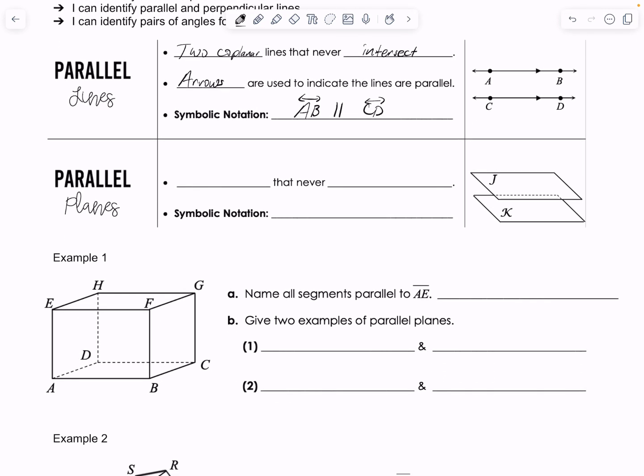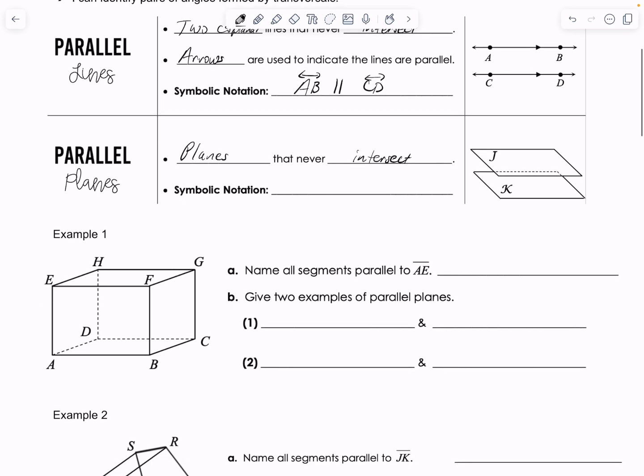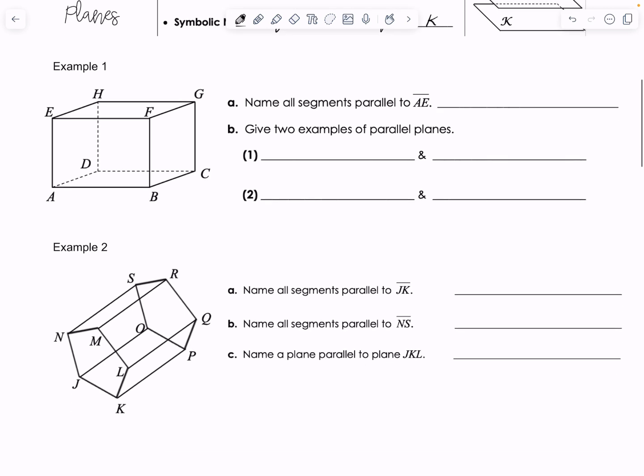Now, parallel planes are planes that never intersect. And you're going to see it's very similar in notation. We're going to write plane J is parallel to plane K. Okay, let's do a couple examples with this information.